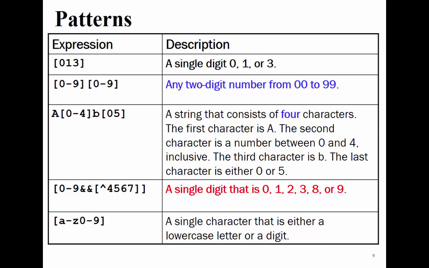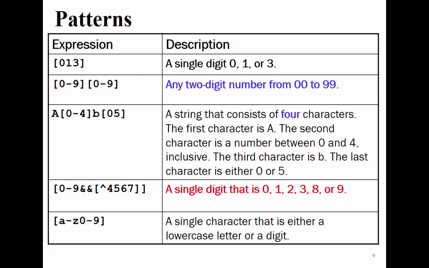This slide shows examples about some expressions. We have square bracket 0, 1, 3. We mean that we are looking for a single digit that is either 0 or 1 or 3. We are looking for only a single digit. Now, look at the second expression. We have 2 square brackets. That means we are looking for 2 digits, 2 different digits. And each one of them ranges from 0 to 9, which ends up meaning we are looking for any number between 00 and 99.